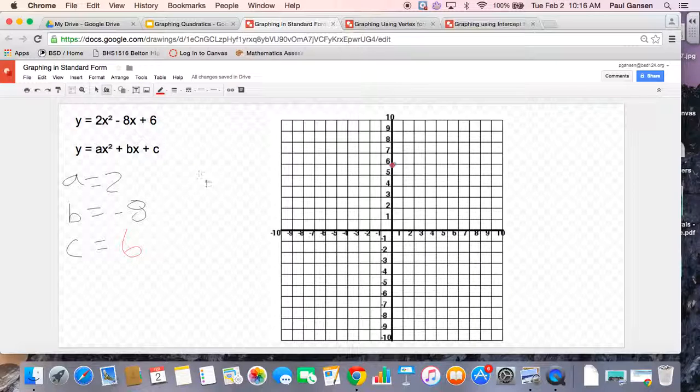I'd like to start with kind of the easiest part. Let's find where our axis of symmetry is. So our axis of symmetry, if you recall, is found at x equals negative b over 2a. In this particular case, b, as we said, is negative 8. So it's going to be negative 8 over 2 times a. But a in this case is 2. So negative 8 is 8, divided by 2 times 2, which is 4. We have the vertical line, x equals 2.